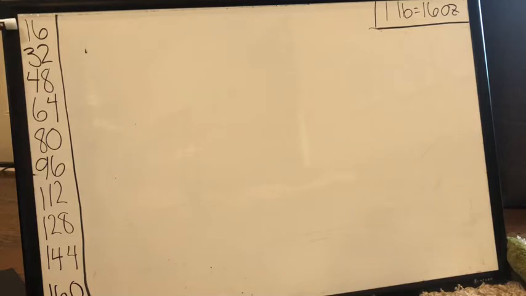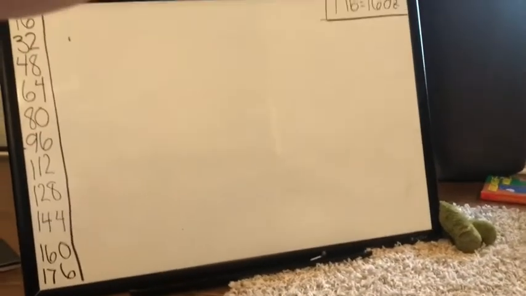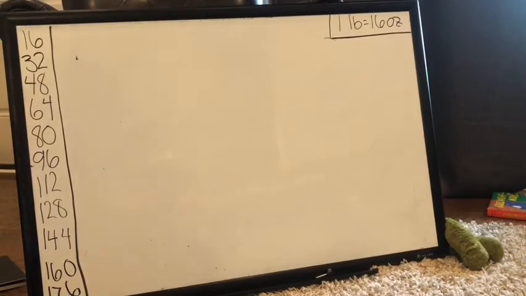So you know that 1 pound is 16 ounces, 2 pounds is 32, 3 pounds is 48, 4 pounds is 64, 5 pounds is 80, 6 pounds is 96, 7 pounds is 112, 8 is 128, 9 pounds is 144, 10 pounds is 160, and 11 pounds is 176 ounces. Let's move back a little bit so you can see that. Okay, great. So we're going to really use that today in our lesson, okay?